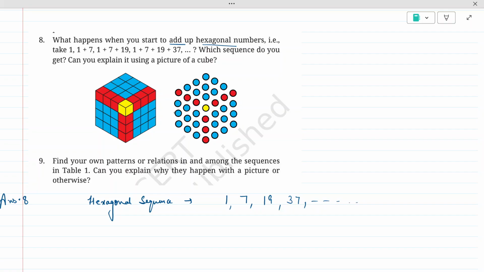Now we are asked to add these numbers up. The first number is 1, it will be as is. The second number is 1 plus 7. 1 plus 7 will give us 8.